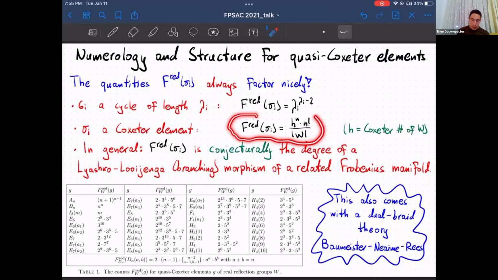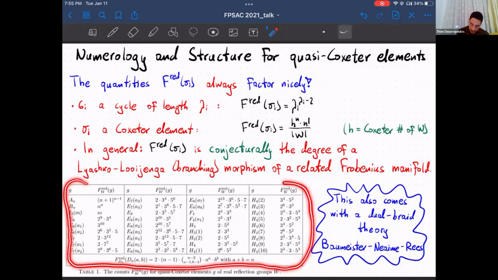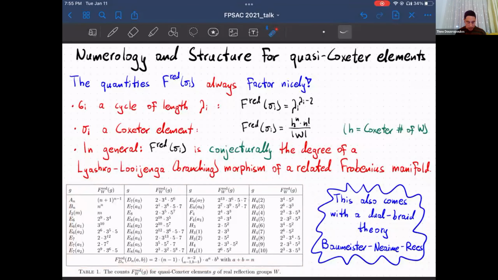So for Coxeter elements or parabolic Coxeter elements, this is a known formula that goes back to Lehenga and Arnault and eventually was advertised more by Cis and Sapoton. It has to do with the number of maximal chains in the non-crossing lattice. It is this interesting chain number, h to the n times n factorial over the size of W, where h is the Coxeter number of the group. But even if it's not a Coxeter element, I'm giving you here the table of all of the quasi-Coxeter elements in the real reflection groups. All of them are products of small primes.